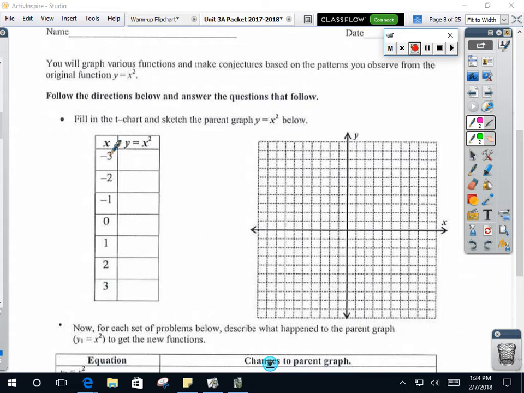Correct. So when you plug in a -3 and you square it, it gives you a +9. When you plug in a -2 and square it, it gives you a 4. When you plug in a -1 and square it, you get a 1. Then 0 squared, 1 squared, 2 squared, and 3 squared. Now remind me again why it is that no matter if we plug in a -3 or a +3, we still end up with a +9. Why is that?